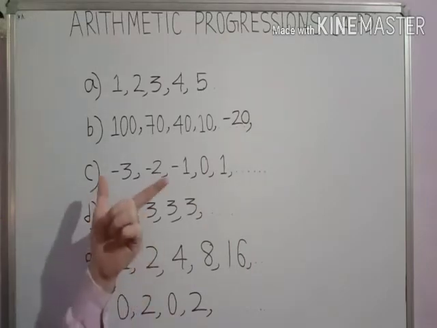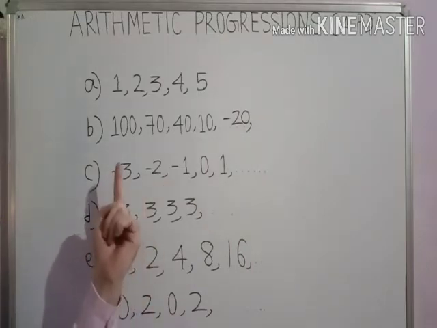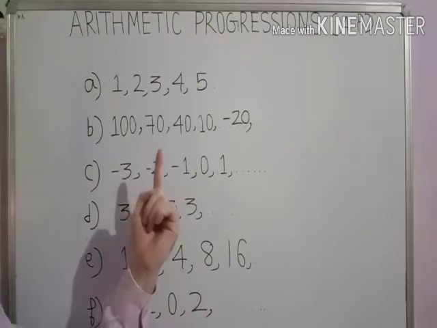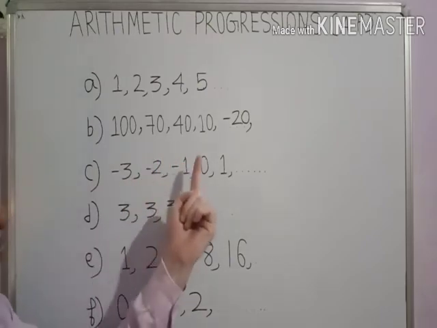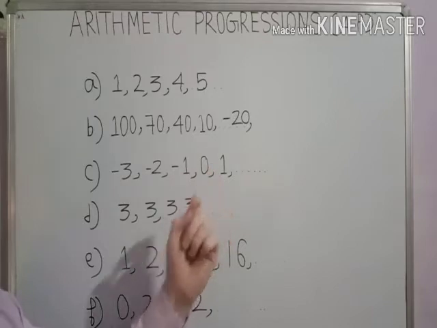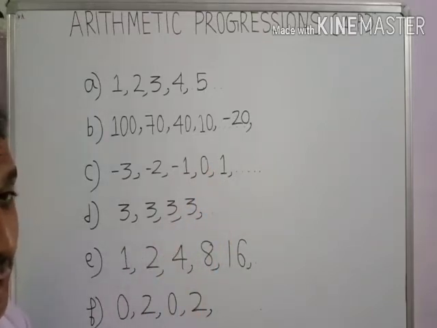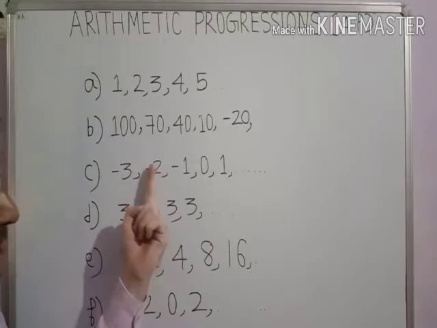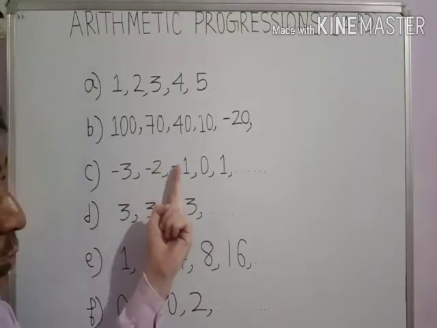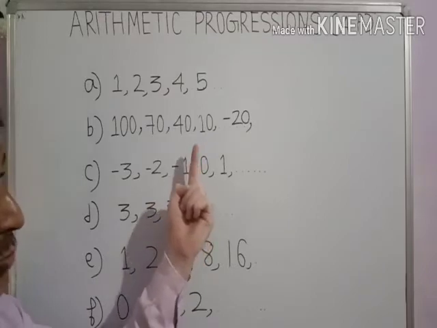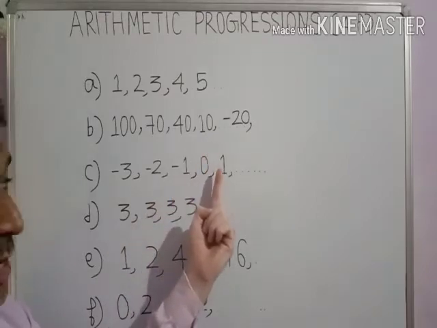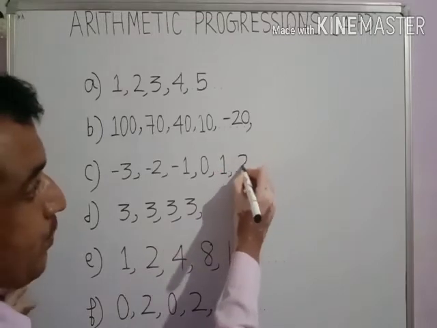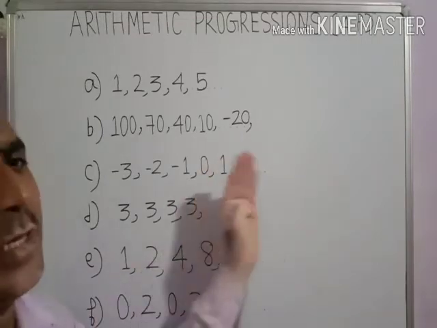You see the third one, minus 3 is there, then minus 2, then minus 1, then 0, then 1. What do you think? What is the next number? Yes, number 2, because every time you are adding one: minus 3 plus 1 is minus 2, minus 2 plus 1 is minus 1, minus 1 plus 1 is 0, and 0 plus 1 is 1. The next number would be 1 plus 1, 2. So like this we can get further numbers.